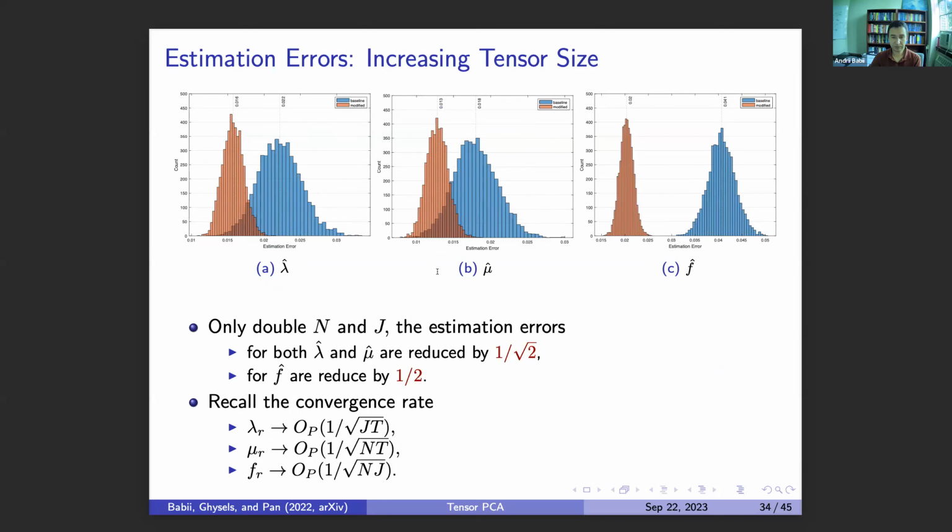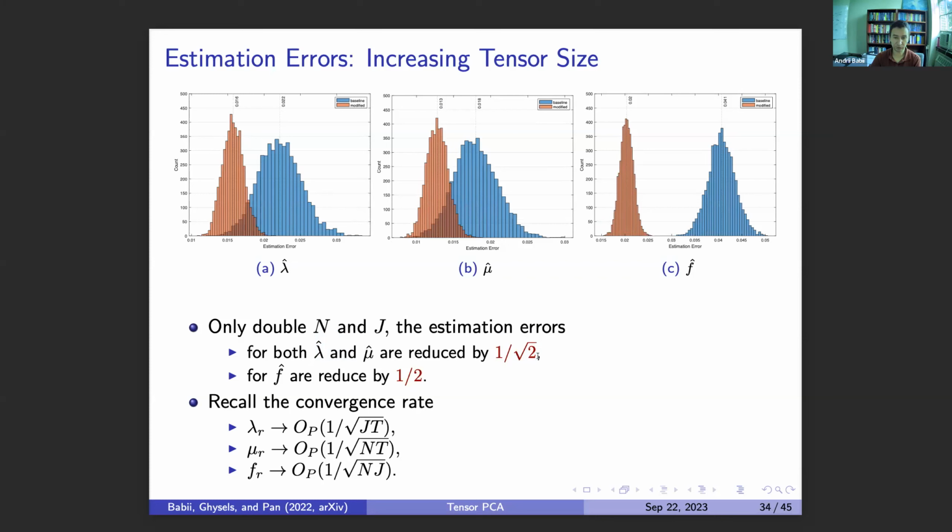If you double only 2 dimensions, only n and j, we expect that the accuracy for lambda and mu would be improved by a factor 1/√2, and for f, we expect that the error would reduce by 1/2. And we can also see this on this graph.